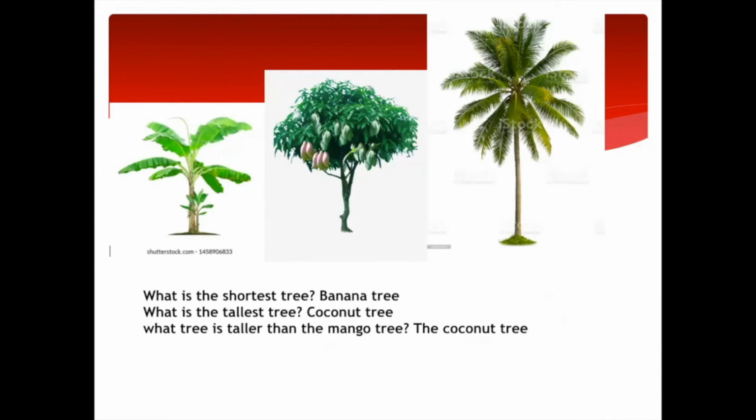Right, what is this? We can see 3 trees. The first tree is a banana tree, the second tree is a mango tree, and the third tree is a coconut tree. Look carefully and tell me, what is the shortest tree? A banana tree. What is the tallest tree?